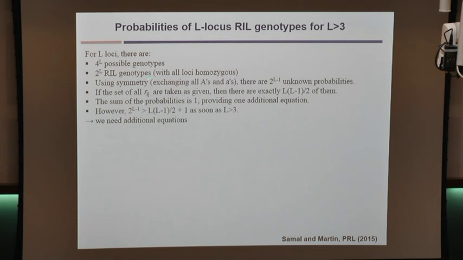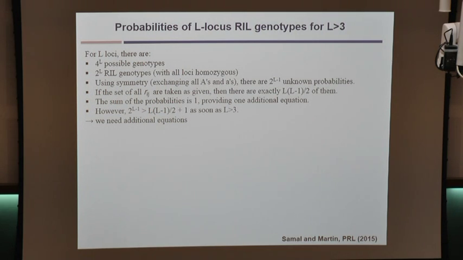However, the set of RIJs, the probabilities of getting crossovers between pairs of loci, the number of them is L into L minus 1 by 2. As soon as L becomes greater than 3, 2 to the power L minus 1 is greater than L into L minus 1 by 2 plus 1.